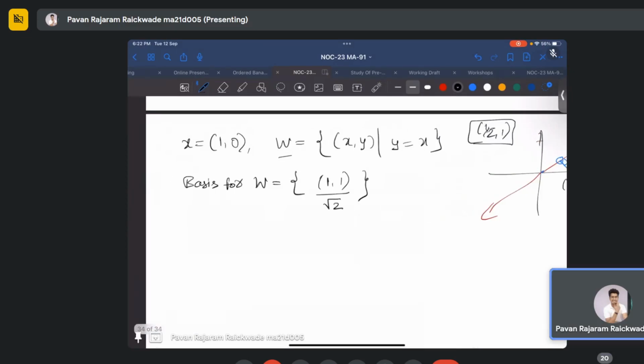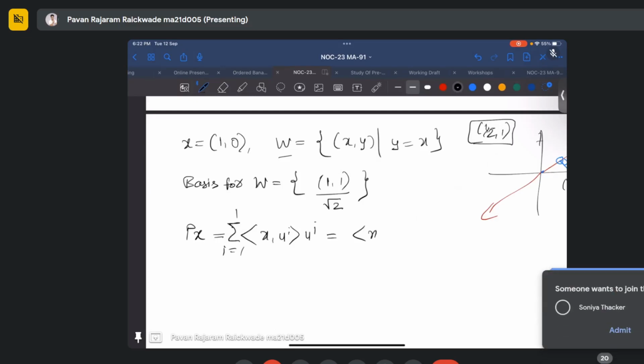So the formula I gave before for the best approximation of x, I'll call it Px. Px will be a mapping, so just keep this notation in mind. Px gives you the best approximation of x in W. The formula is the summation of the inner product of x with ui, times ui, but there is only one term, since the summation goes from 1 to 1. So it's just the inner product of x with u1, times u1.